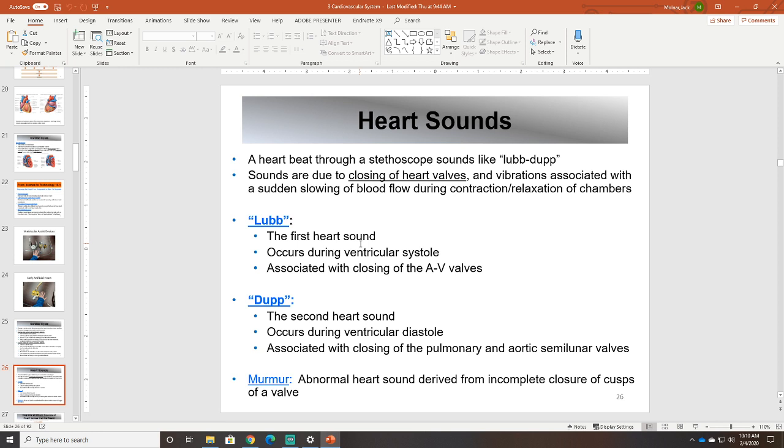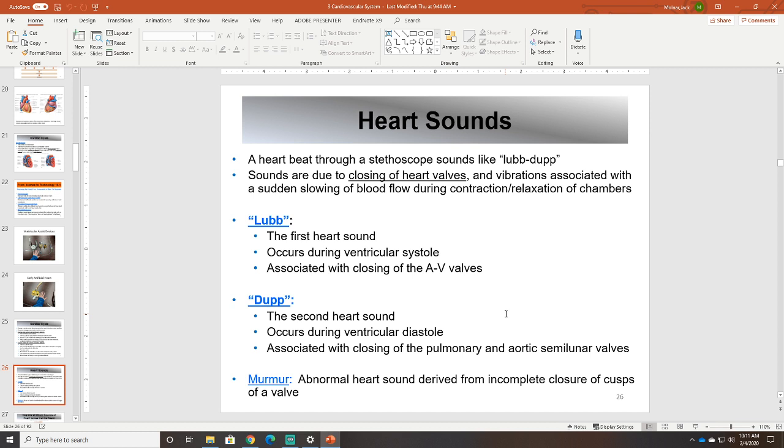So the lub sound is the first heart sound. It's the lub in lub dup, and it occurs during ventricular systole, and it's associated with the closure of the AV valves. Dup is the second heart sound, which occurs during ventricular diastole or relaxation. All right, and it's associated with the closing of the pulmonary and the aortic semilunar valves.